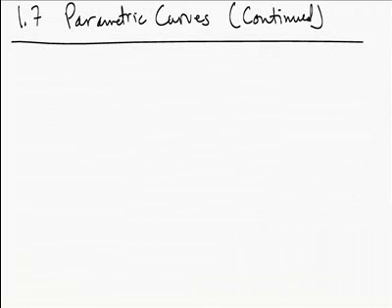Let's go ahead and continue our discussion of parametric curves here in 1.7. At the end of the last lecture, we talked about the graphing of a parametric curve that was an ellipse, and it was a parameterization that involved sines and cosines. I want to look at those a little bit more closely, and in particular, I want to look at parameterizations of this form where x is equal to some constant a times maybe the cosine of t, and y is equal to that same constant a times perhaps the sine of t.